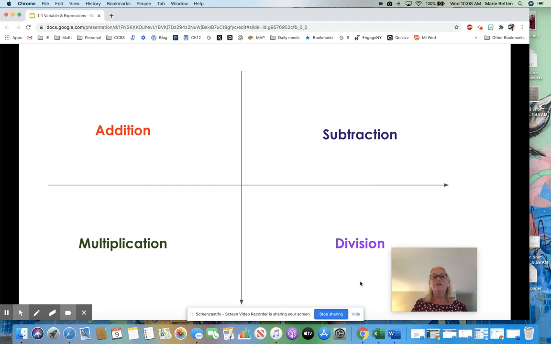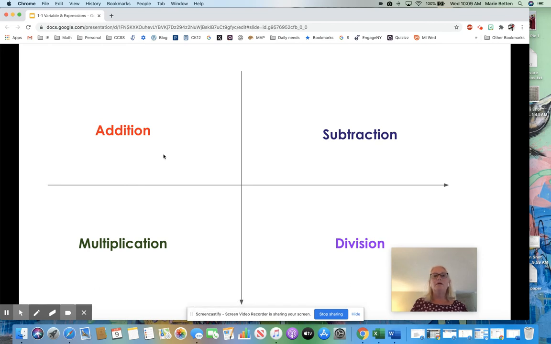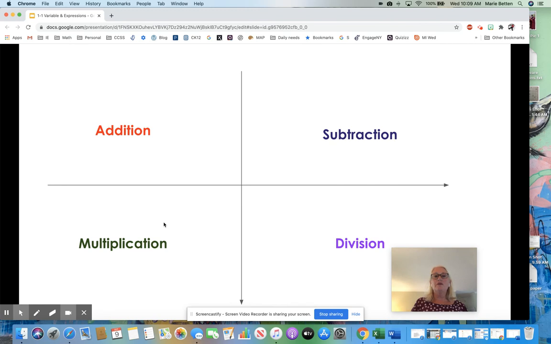Please pause the video, list all the words you can think of that would mean you needed to add to solve the math problem. If I gave you a story problem, what keywords in the story problem would mean add to solve? Same thing with subtraction. What keywords in a story problem would have you subtract to get the solution? And then multiplication and division. Again, pause the video, brainstorm vocabulary words you know for those 4 words here.